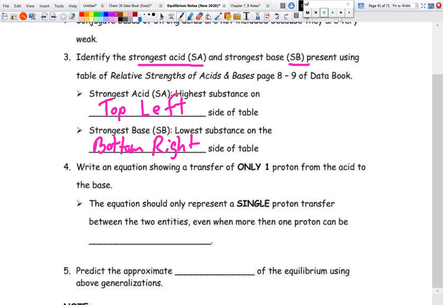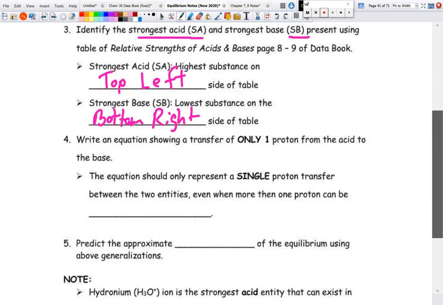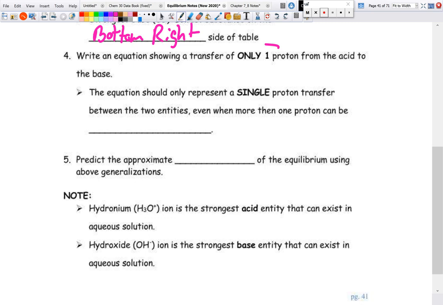Now, once we get that step done, we are going to write the equation showing the transfer of only one proton from the acid to the base. And that is it. So we're not going to do 2. If one of the things has 2 hydrogens, that is not going to be the case. It's only going to be a transfer of 1 hydrogen and 1 hydrogen only. So the equation should represent a single proton transfer between 2 entities even when more than 1 proton can be transferred.